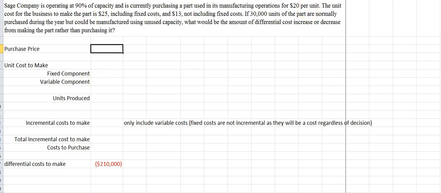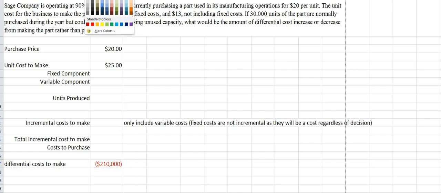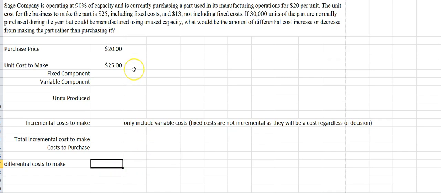Okay? So the purchase price is $20 per unit. The unit cost for the business to make the part is $25. So it's costing them $25 to make, if they decided to make it, right? So based on this decision, you would absolutely not want to go ahead and make the product.